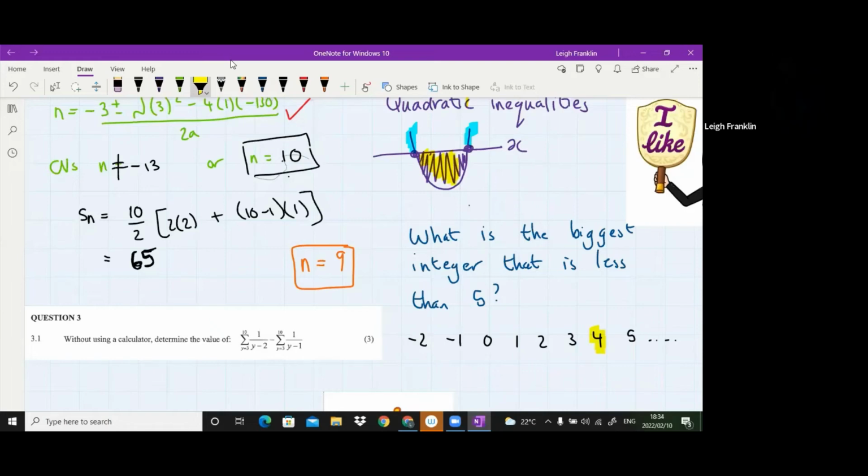Ma'am, why is it the biggest integer? Because it's the one with the greatest value. I'm asking you, what is the biggest number that comes before 5? It's 4, the previous number. So am I including 5? No. What was the biggest number that is less than 5? That number is 4. So it's the same story with this.